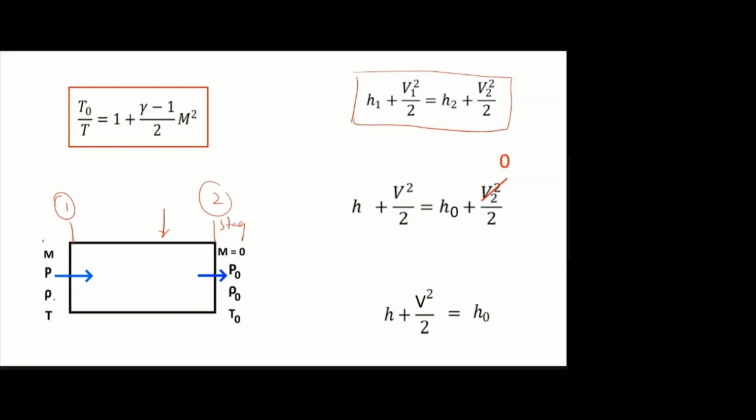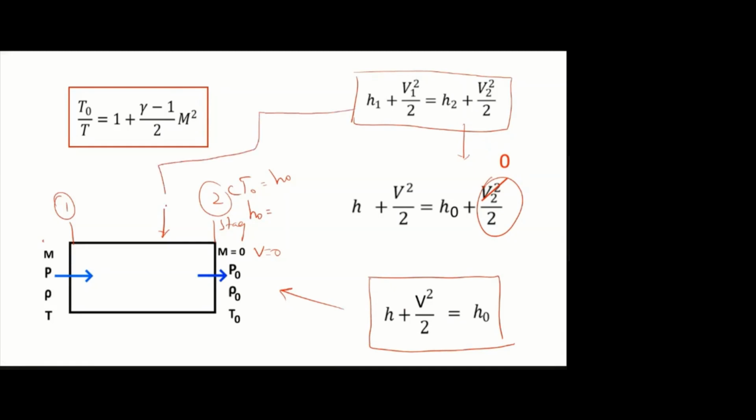So it will be simply h plus V square by 2. And in station 2, if you apply, the velocity is 0, so this term gets cancelled. And here I have h naught, because from T naught I can find h naught: Cp T naught is equal to h naught. So this is your final energy equation for this control volume. Is that clear? This is the general energy equation. Simply I apply it to this control volume, so that h plus V square by 2 is equal to h naught. Now from this I can derive that final term.